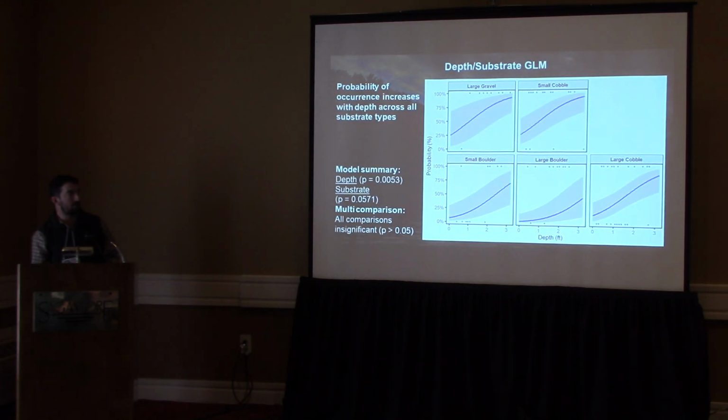We did this with that model that didn't perform the best. So it's the same deal, probability of occurrence increases with depth. And we used the multi-comparison test once again. We found that none of the substrate categories really predicted Round Goby occurrence well, but depth continued to.